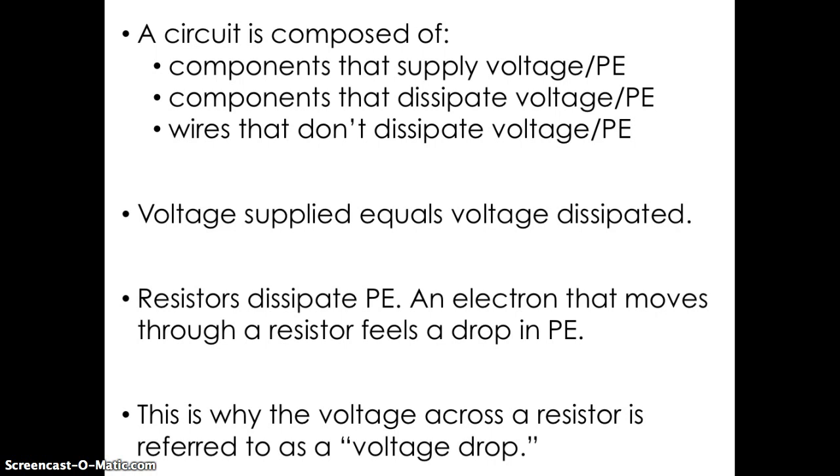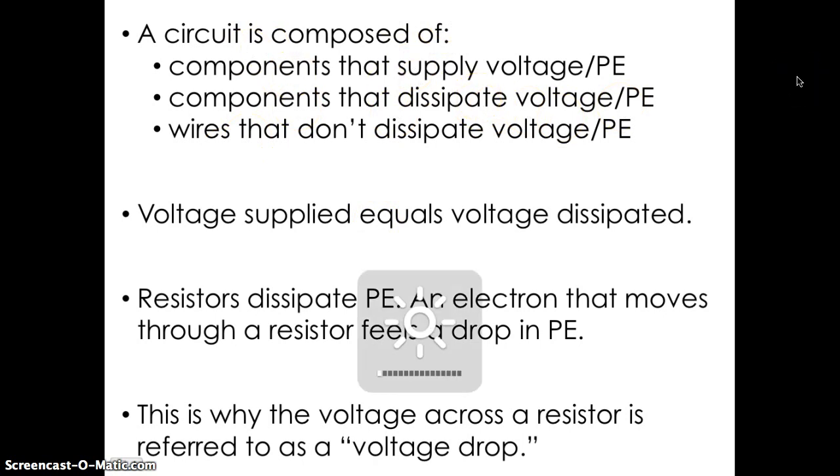In any circuit, the amount of voltage that is supplied equals the amount of voltage that is dissipated. This is another way of expressing the law of conservation of energy. Right? The amount of energy supplied equals the amount of energy that is dissipated. Resistors dissipate potential energy. Right? That's an example of some components that dissipate energy. And then next we'll see examples of components that supply energy.